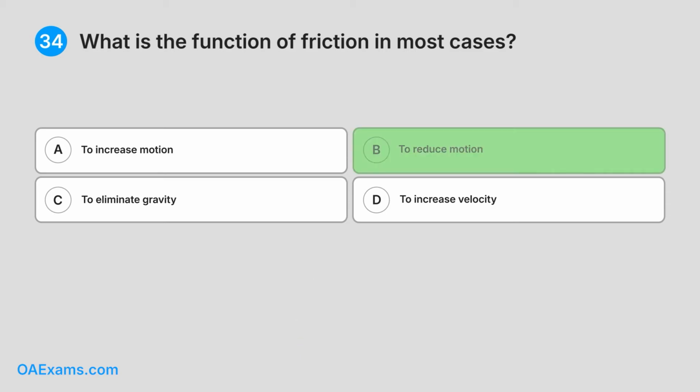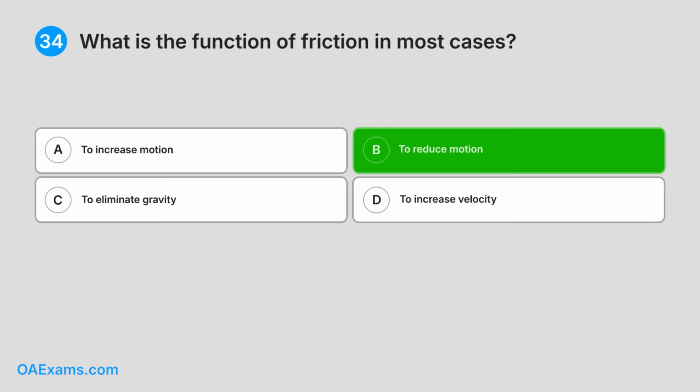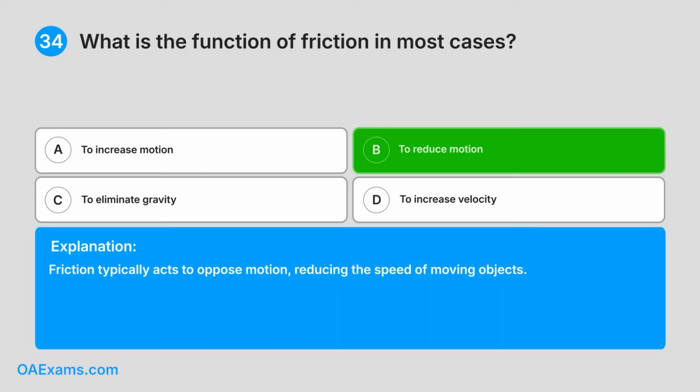Correct answer. B. To reduce motion. Explanation. Friction typically acts to oppose motion, reducing the speed of moving objects.